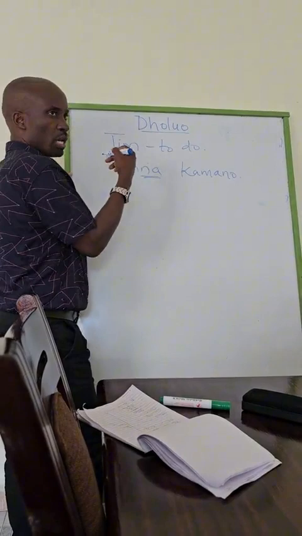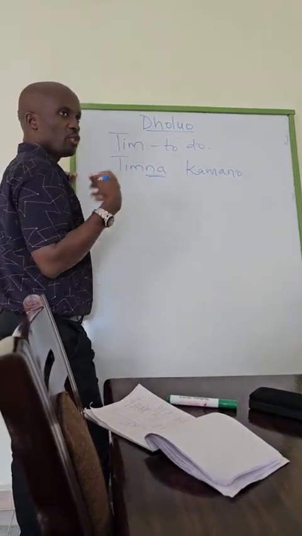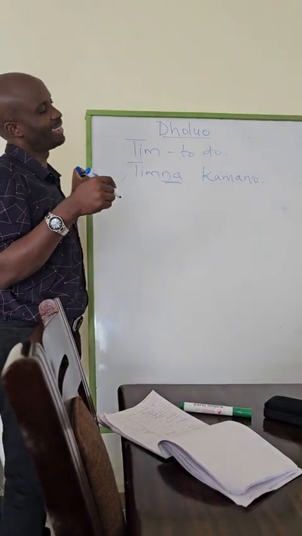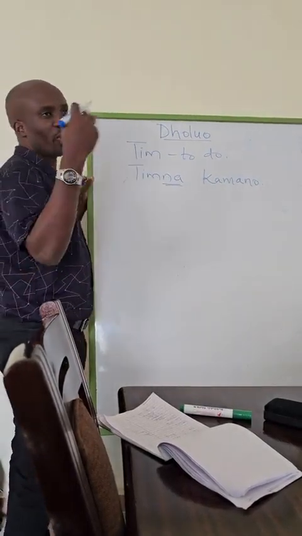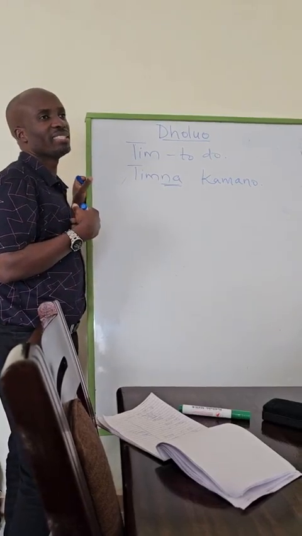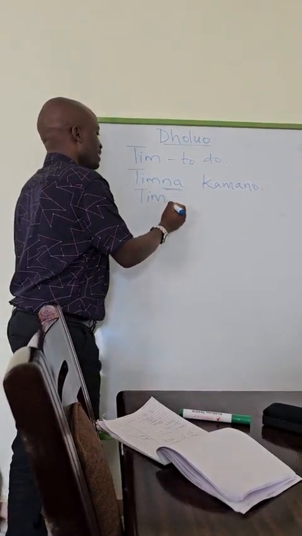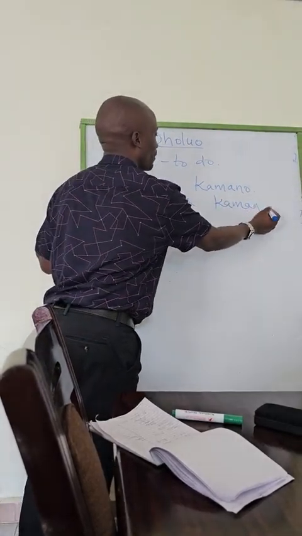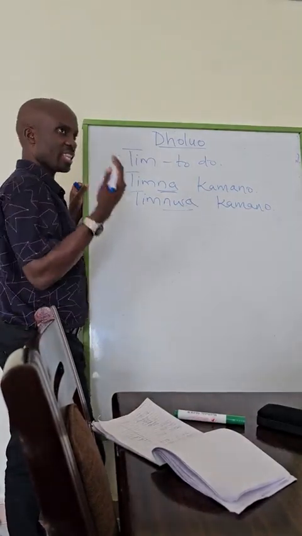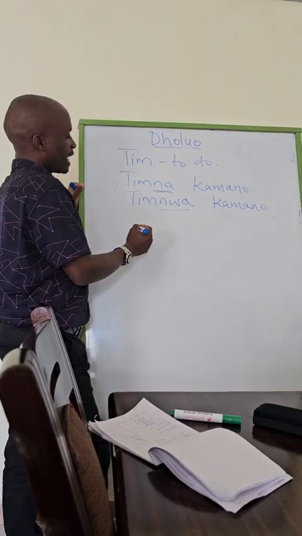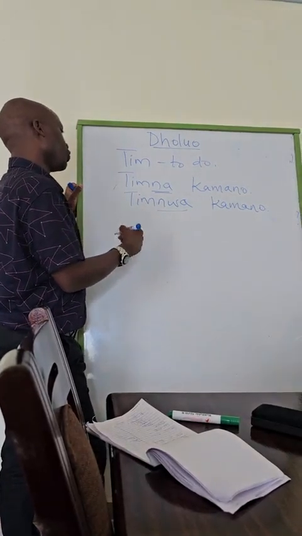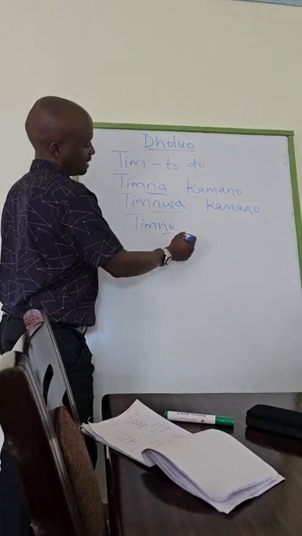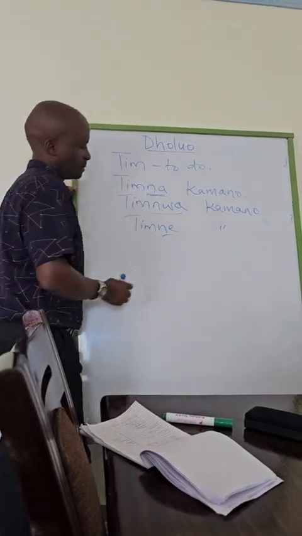So "tim" is to do. But now I'm telling you "timna", meaning do for me. How would you say do for us? "Timnua". Very good. "Timnua". So we can as well say "timnua kamano". Do for us like that. And how would you say do for him? "Timne". Okay? "Timne kamano". And so on and so forth.